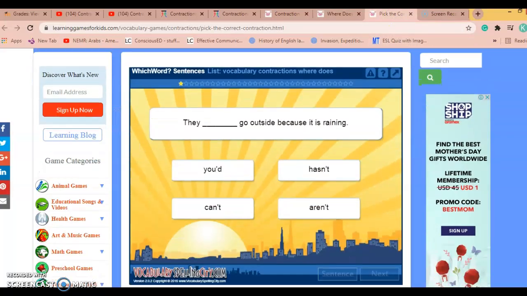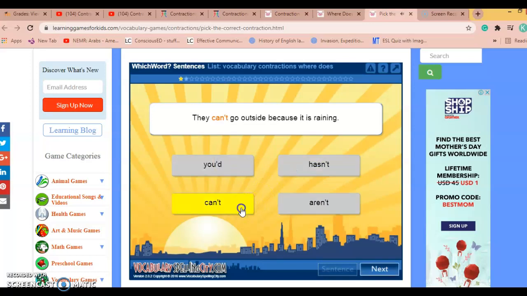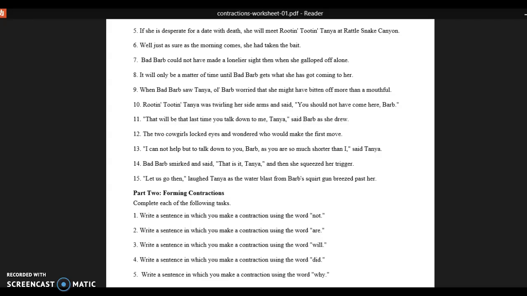The last link that I will share with you is another game where you need to choose which of these contractions work here. Okay? So for example, I will just put a random one. You see, they told me that it is wrong. Let's try this one. It's wrong. This is correct. They can't go outside because it is raining. And it reads for you. So please play around with these links and do your worksheet.